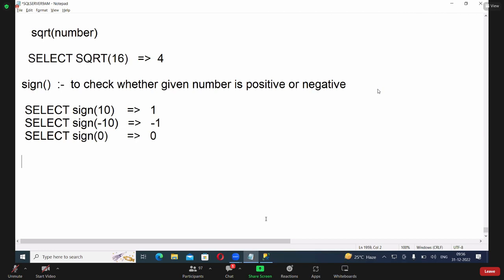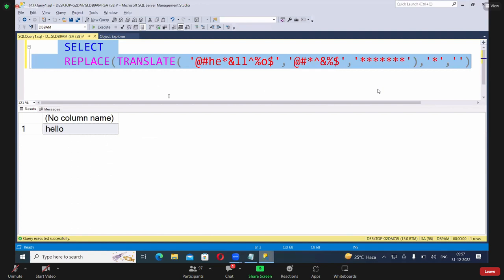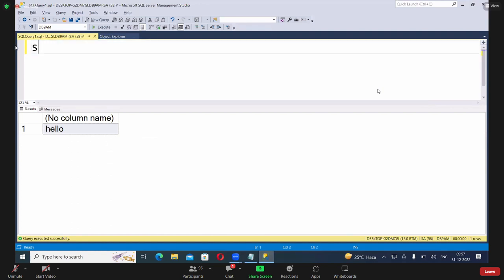So what is the purpose? The purpose is to check whether a given value is positive or negative. For example, select sign of 10. What does this give? 1. If I pass minus 10, then minus 1. 10 minus 10 means 0, so what is written? 0.